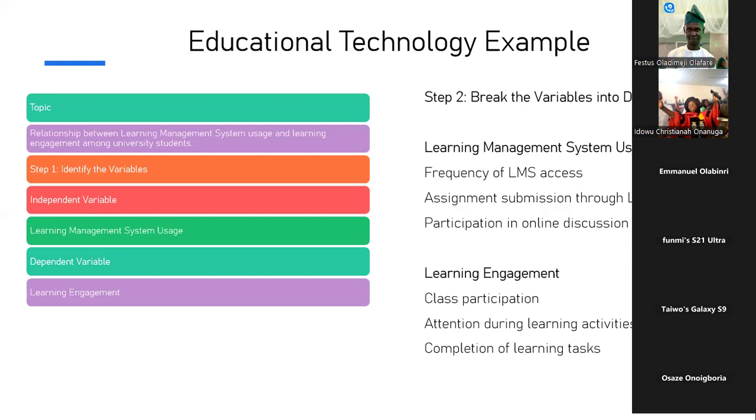Then the next step is to do what? Anybody? I don't want Mr. Jerry this time around. I want another person in class to talk. So after the first step, which is identifying the variable, the next step after we have identified our variable is what?